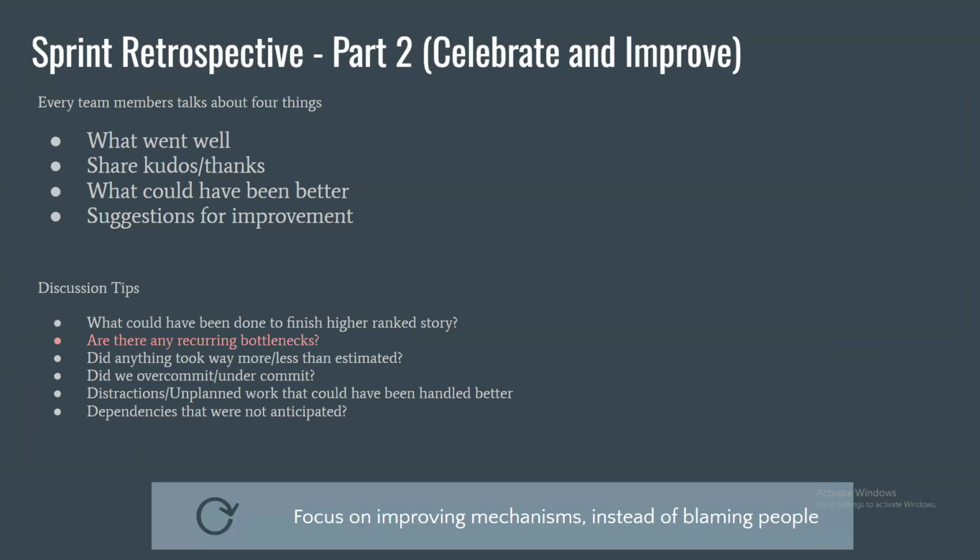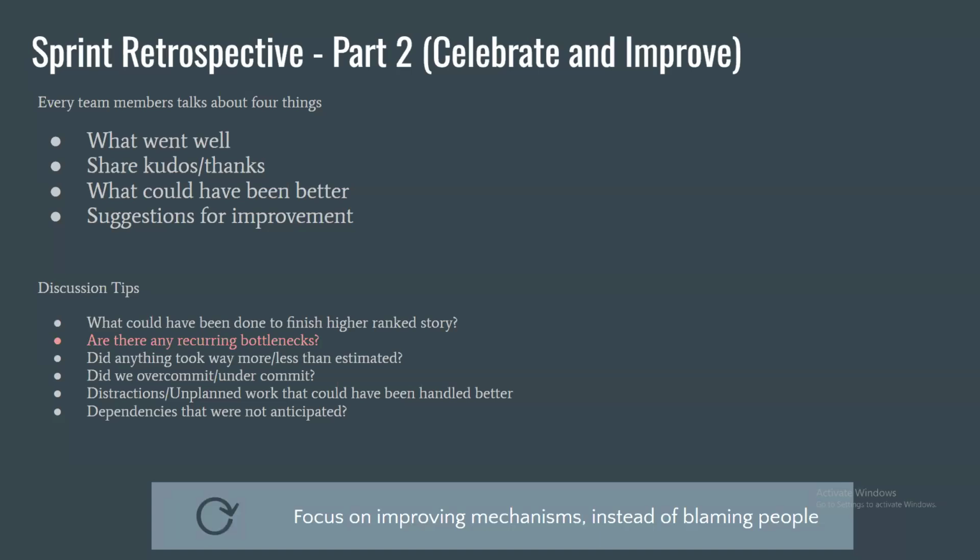So when we start the discussion, everyone in the team talks about four things: what went well, and if they want to thank anyone or share kudos with anyone, what could have been better in the last sprint, and what are your suggestions for improvement. These four things are recorded. Usually teams just have an Excel sheet. Some teams are using Jira for this, some have other tools, but having the core understanding, the crux of it, is more important than the tool. So these four things are important.